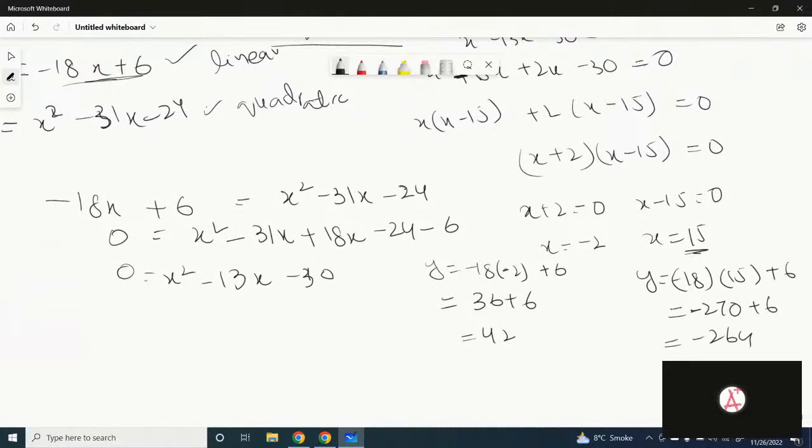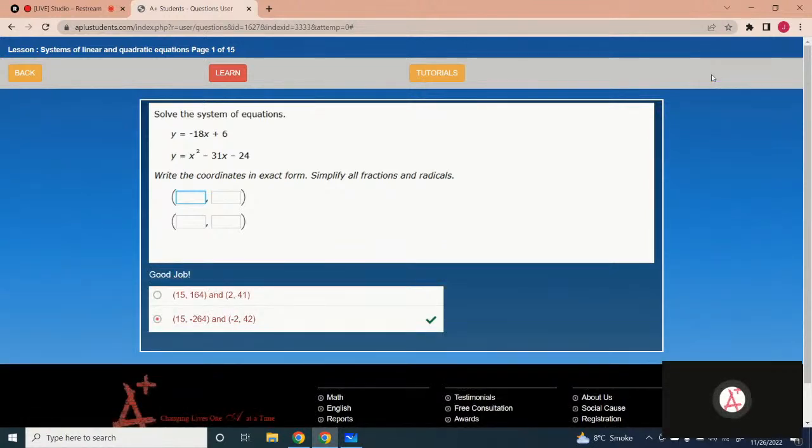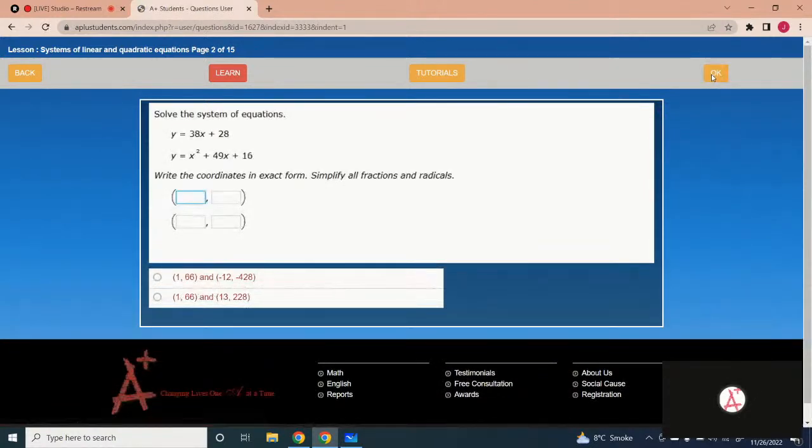Got it? So the values are negative 2 and 42, and 15 and minus 264. Got it? The second option is the correct one. Just select the correct option and click on the OK button. Got it? You have to find a pair of values for x and y. Let's just do another example.